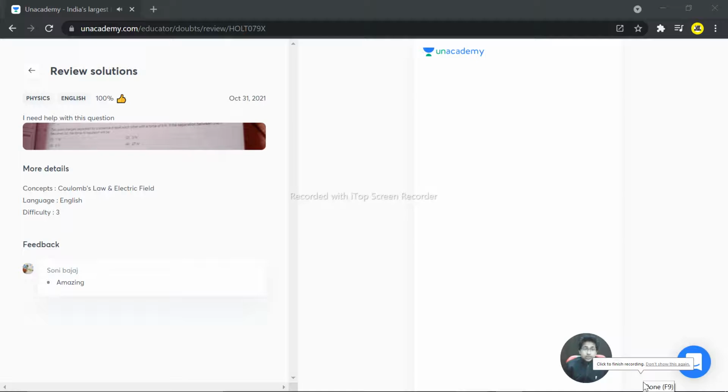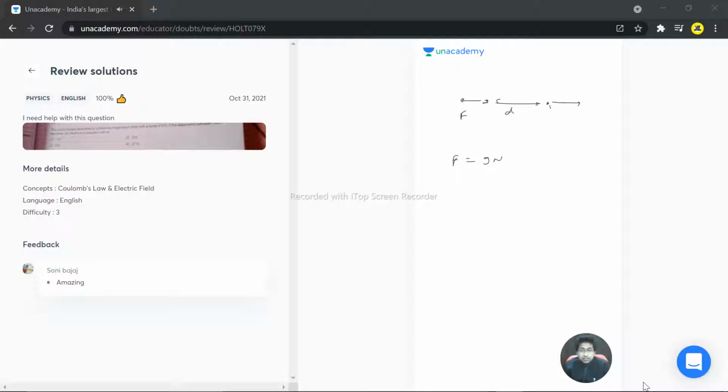We have a question over here. Question says that two point charges are separated by distance d, repel each other with a force of 9 Newton. So two point charges are separated by d distance, and the force of repulsion is 9 Newton.